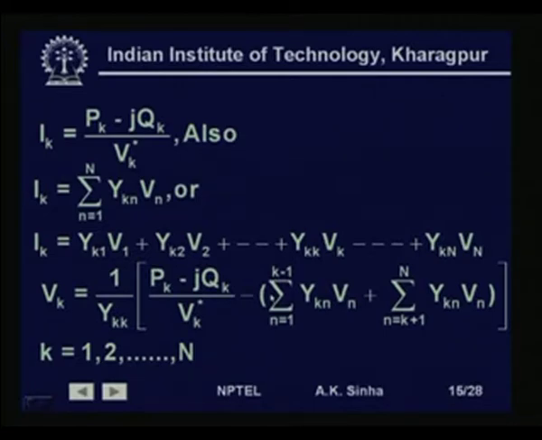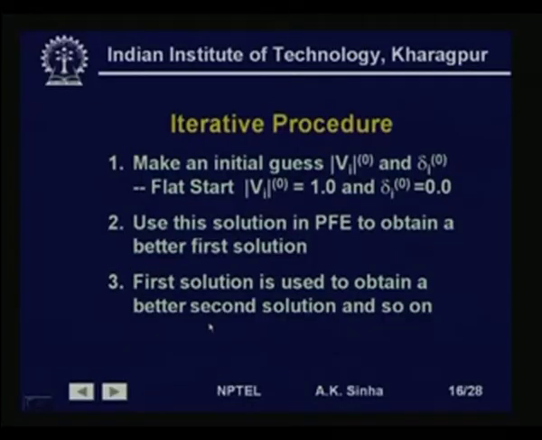Now, for the time being, we will consider that we have only PQ buses and the swing bus in the system. There is no PV bus in the system. We will take care of the PV bus later. So, we can write this equation for all the buses except the swing bus. So, what is the iterative procedure for solving this? First, we will make an initial guess V i 0 and delta i 0. Normally, what we do is we use a flat start, that is V i 0 is equal to 1 per unit and delta i 0 is equal to 0 degrees.